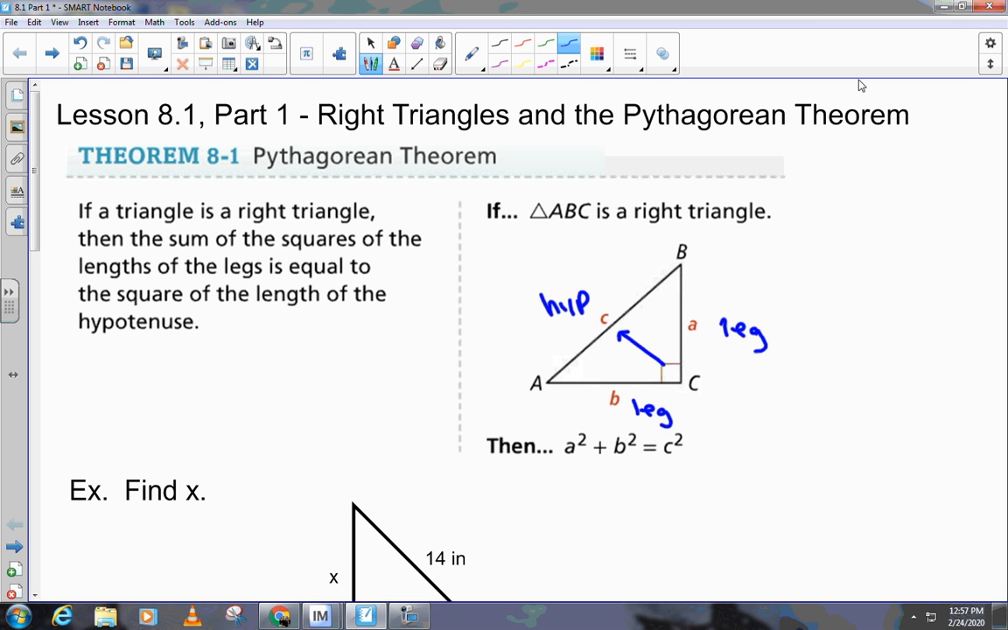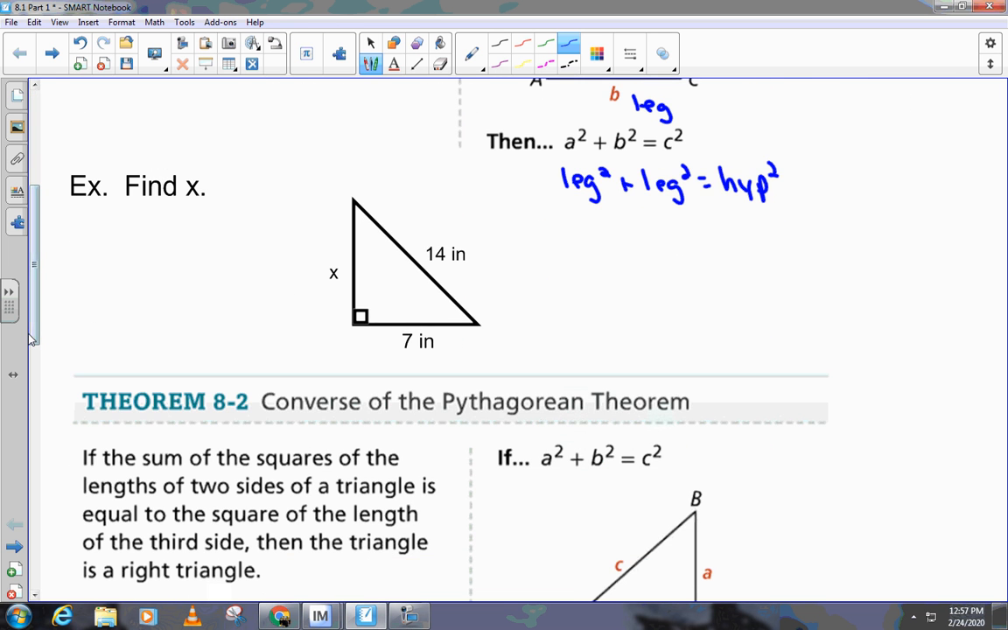Remember back in chapter 5, we learned that your longest side is across from the greatest angle. Well, if you have a right angle, there can't be a bigger angle than that, because there's only 180 degrees in the triangle. Some teachers teach, instead of a squared plus b squared equals c squared, leg squared plus leg squared equals hypotenuse squared. Basically the same thing. If you know what c is and which one's a and b, it's the exact same thing.